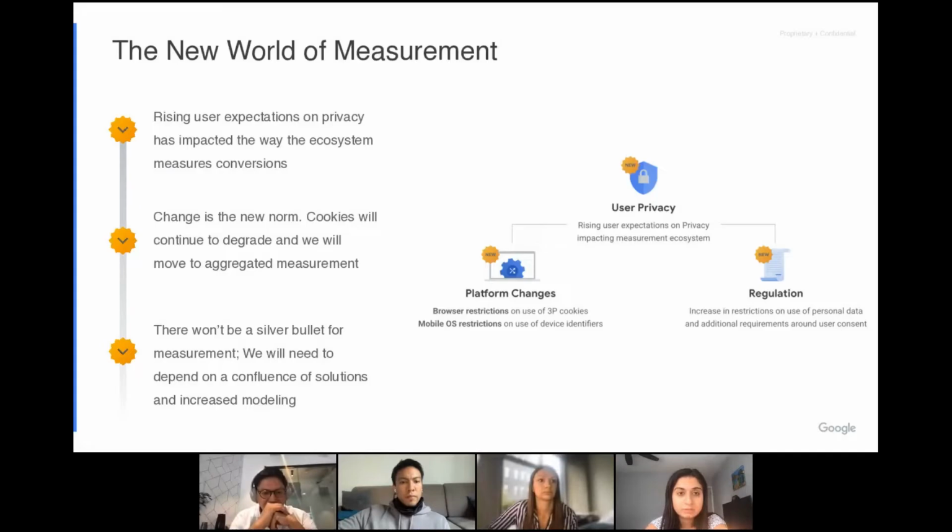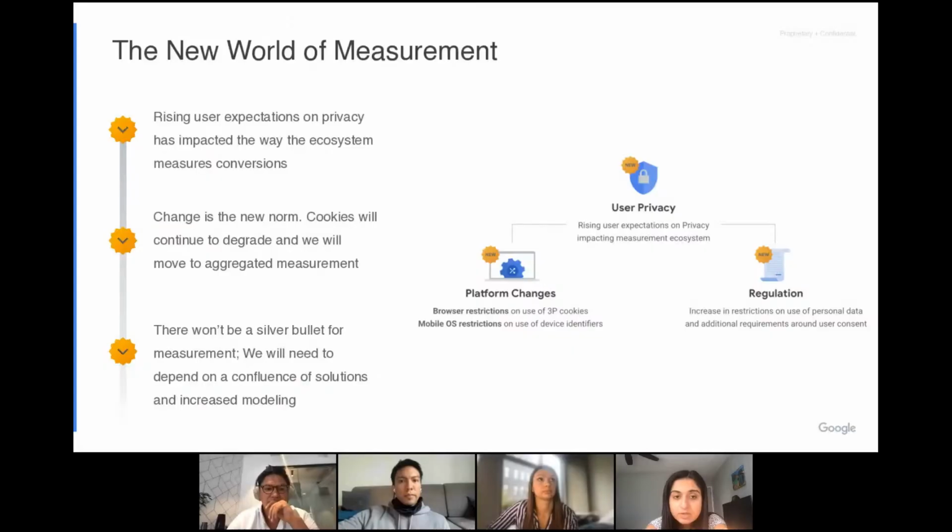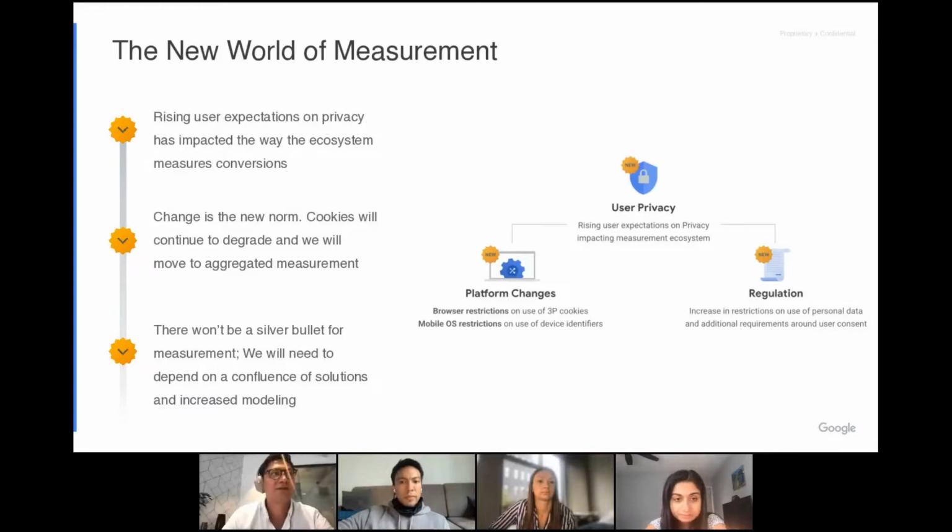We won't have something that will replace cookies perfectly in the future. And we are going to need to rely on multiple forms of new privacy safe measurement solutions to give us back what cookies once used to provide us. So there won't be one size fits all solution that will replace cookies. And we're going to have to lean on multiple solutions along with modeling to give us an accurate representation of the data that cookies once provided us.